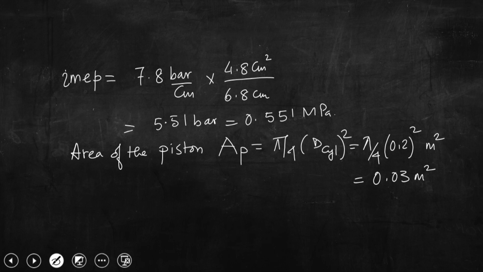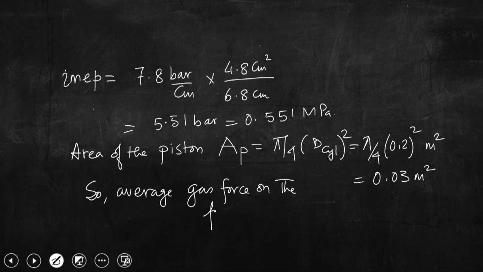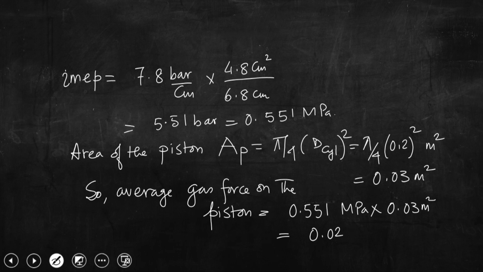So, we can calculate the average gas force on the piston face, that is equal to this indicated mean effective pressure, 0.551 megapascal, into the area, that is 0.03 meter square. If we calculate it, it would be 0.02 megapascal, that is mega Newton per meter square into meter square. So, that is mega Newton. So, this is the unit.